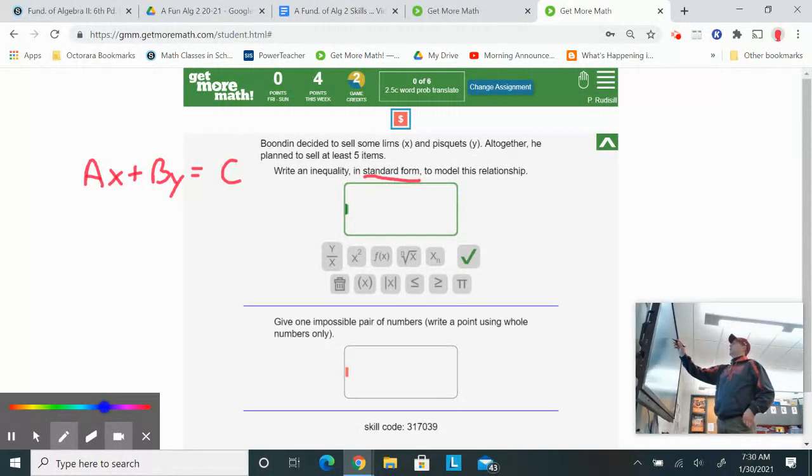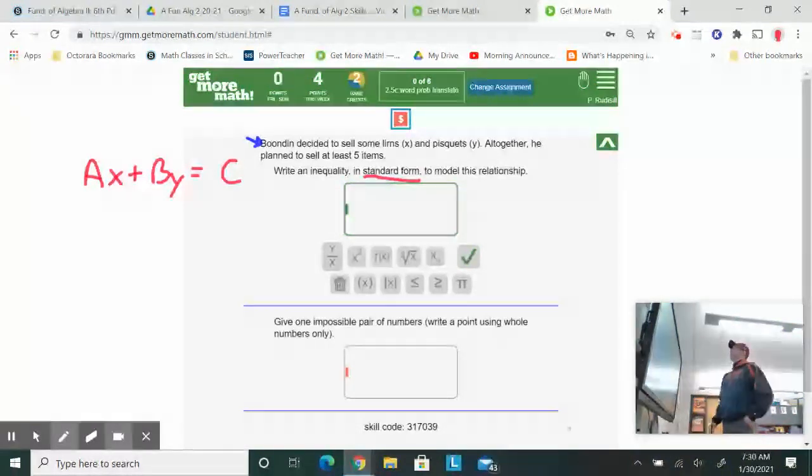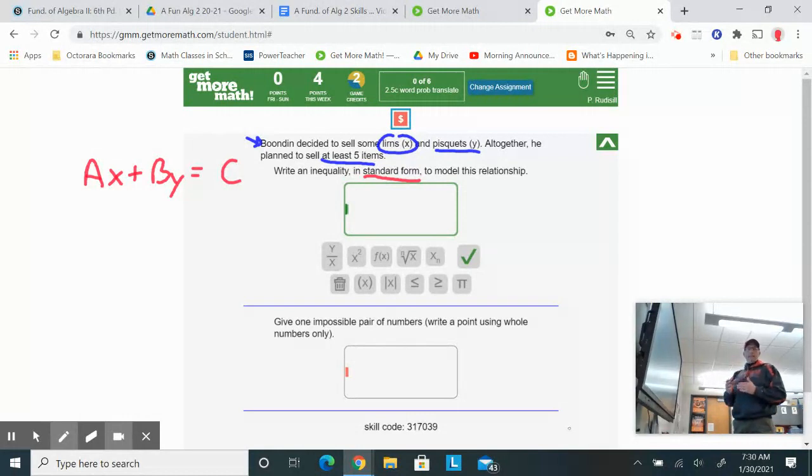Starting up here with Boondin. Boondin decided to sell some learns. Learns are going to be the x's, and the pisquets are the y's. So learns and pisquets, he's selling them. Altogether, he planned to sell at least 5 items. So at least 5, at least means he doesn't want to be less than 5. He wants to be equal to 5 or greater.